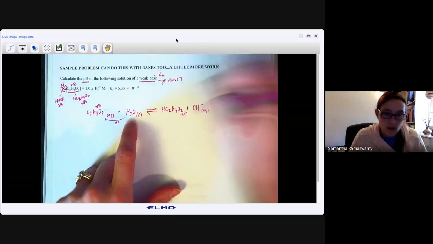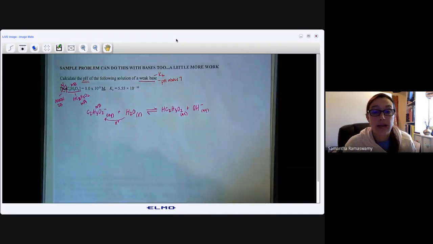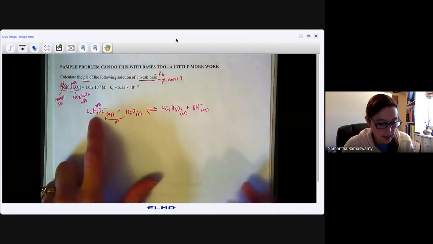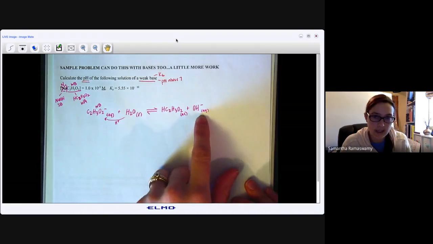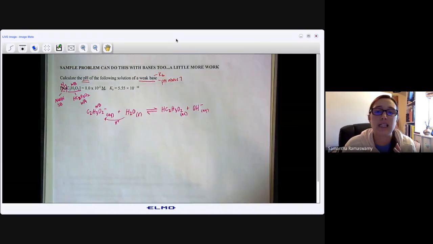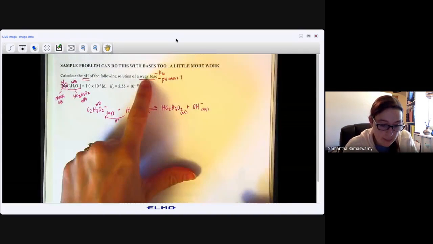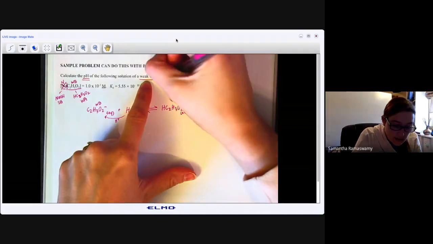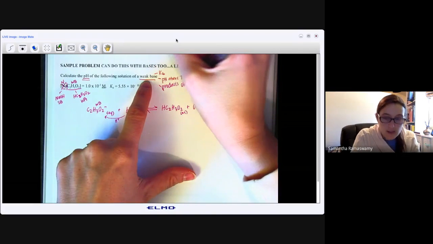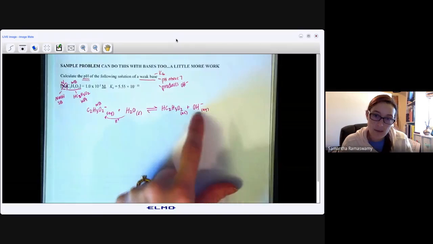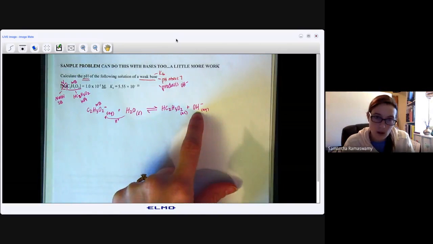So here is the reaction. The weak base plus water is at equilibrium with acetic acid plus OH-. Now this equation makes sense. If it's a base, right, it produces OH-. And that's what happens right here. So now we have our reaction.